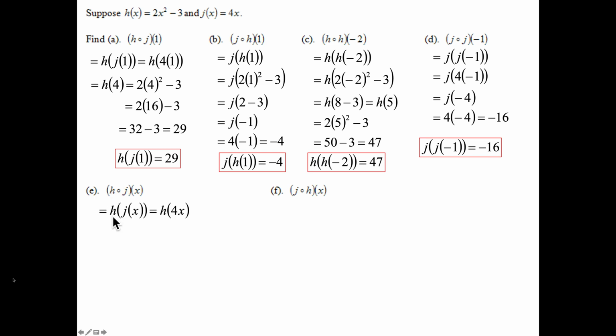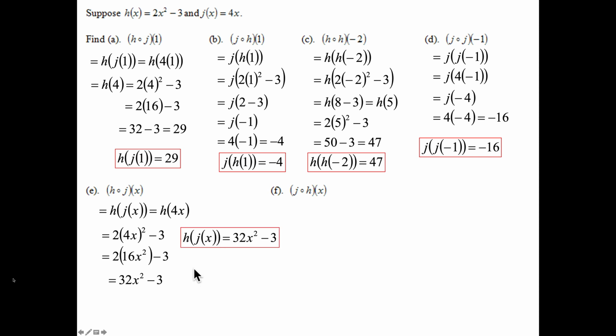So this becomes h of j of x. So here, you really don't have to simplify anything with j of x. You just take this whole entire 4x, and you're going to plug it into every x of the h function. Well, in this case, there's only one x. So that becomes 2 times the 4x squared. So let's square that first. So that becomes 16x squared. And then multiply it to the 2, which makes it 32x squared minus 3. So there's my answer. If I start with x, x is left over in my answer.